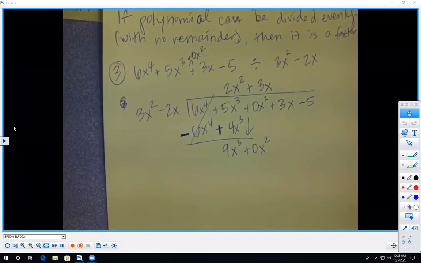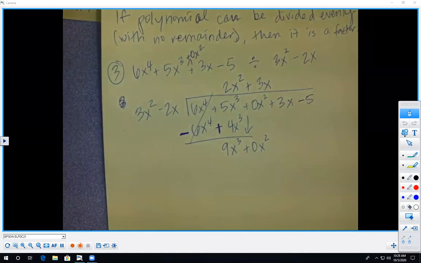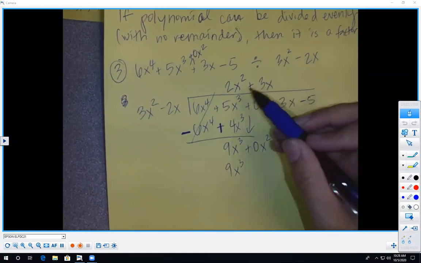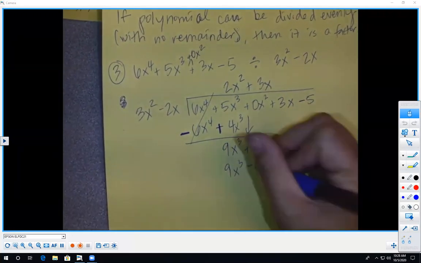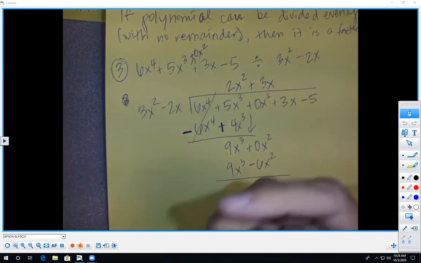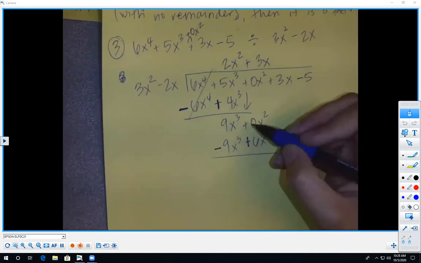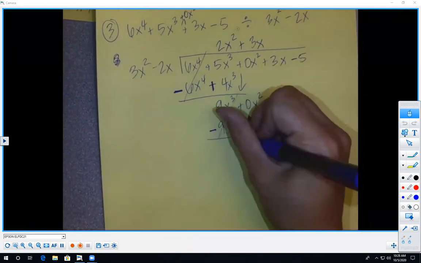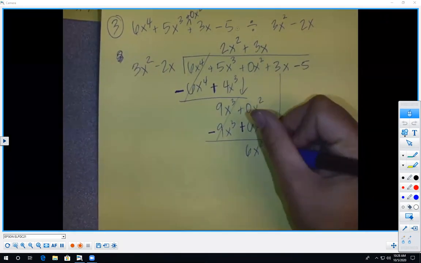Should have got 3x on top. 3x times 3x squared is 9x cubed. 3x times negative 2x is minus 6x squared. Change your signs. Minus plus. 9x cubed minus 9x cubed is 0. 0x squared plus 6x squared is 6x squared. Bring down the 3x.